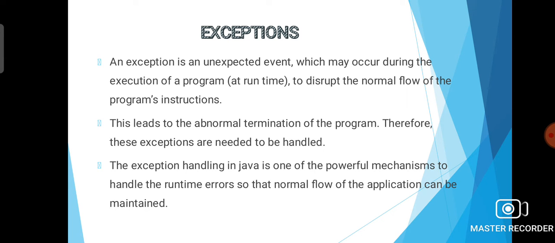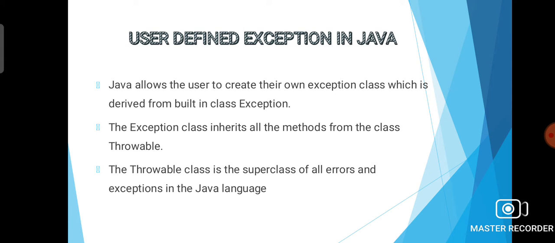First of all, let us recall what is meant by exception. An exception is an unexpected event which may occur during the execution of the program, which will disrupt the normal flow of the program's instruction execution. This will lead to abnormal termination of the program. Therefore, these exceptions need to be handled. In Java, we have the exception handling mechanism by which we can handle the runtime error so that we can prevent the abnormal termination of the program's execution.